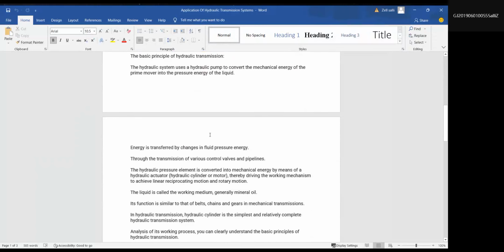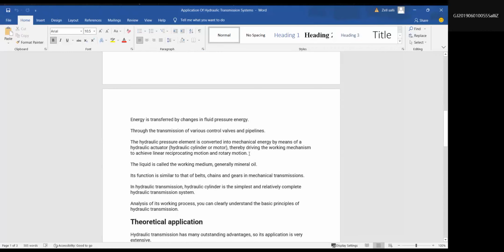Energy is transferred by changes in fluid pressure energy. So when we want to maximize or amplify an energy or convert one energy to another using fluid, we use hydraulic pumps, which convert the energy the fluids bring into mechanical energy in order to do work. So hydraulic pressure energy is converted into mechanical energy by means of a hydraulic actuator. This hydraulic actuator could be a hydraulic cylinder or a motor, thereby driving the working mechanism to achieve a linear or reciprocating motion and rotatory motion.